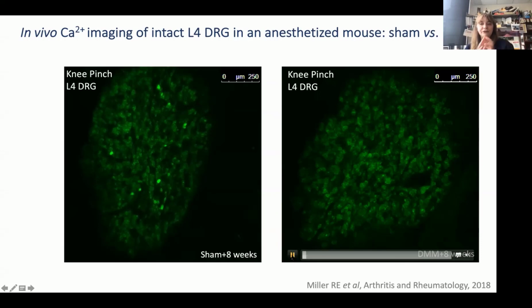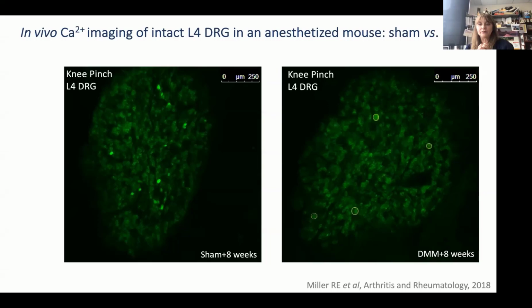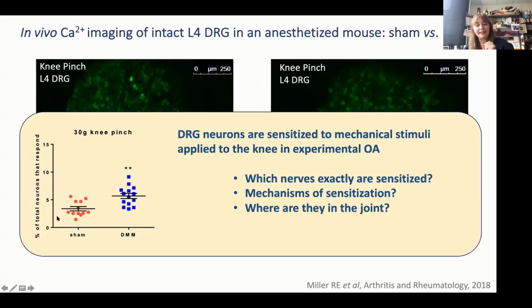Now here, this is what happens after DMM surgery. So I guess you could see this very clearly that this really is a much more pronounced response, actually. And we can also now quantify this, and so we can also measure responses to other things. But clearly, after DMM surgery, there are more neurons that are responding. And so we are trying to identify and characterize exactly what these nerves are that are responding, because the ones that respond after sham surgery arguably are the ones that you want to preserve. They are the ones that are sensing pain, as opposed to these extra neurons that are recruited after DMM surgery, which are really mediating the pathological pain associated with osteoarthritis. So we are trying to identify these nerves, mechanisms of sensitization, and where exactly they are in the joint. And I'll get back to that.